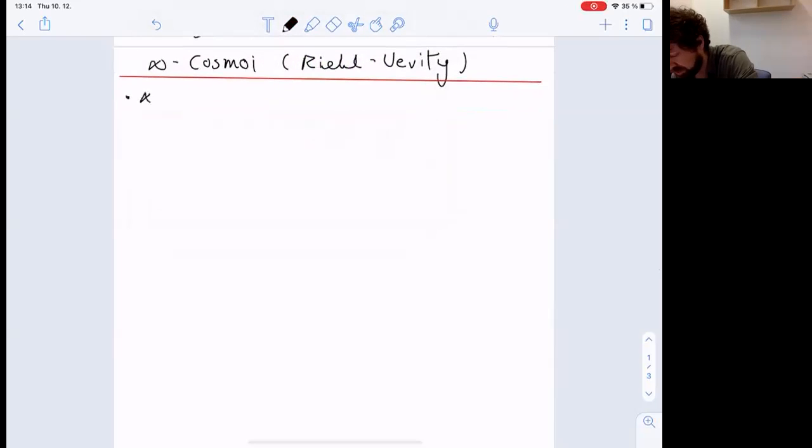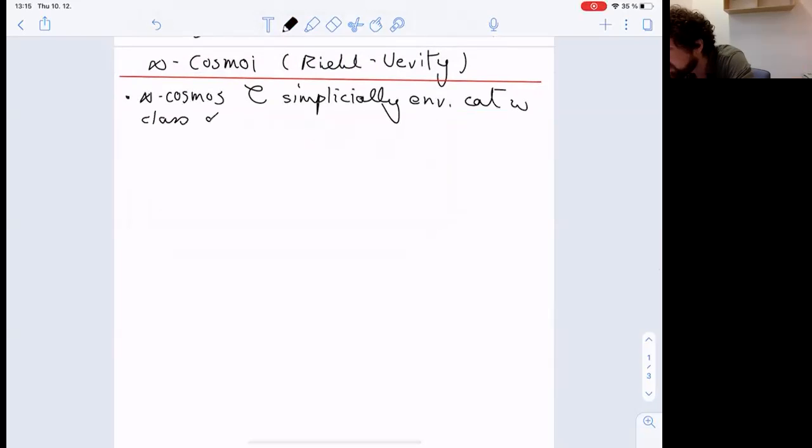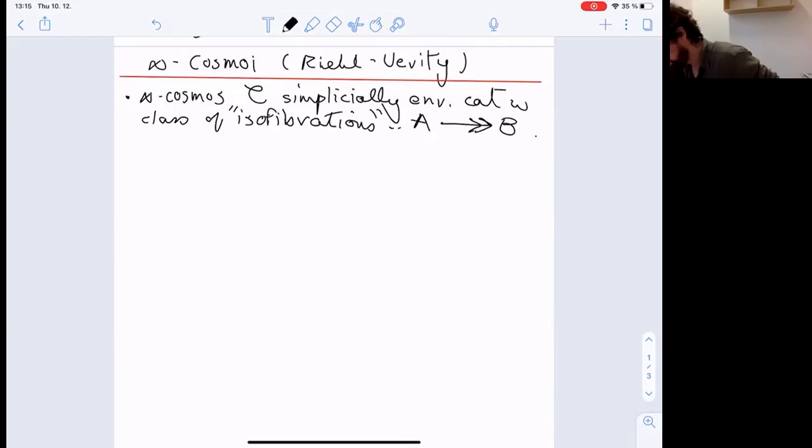Well, I'm not going to give you the full definition, but an infinity cosmos C is a certain simplicially enriched category. The other thing it has is a class of isofibrations, which we write sort of like this, with two heads to the arrow. So what else does it have?